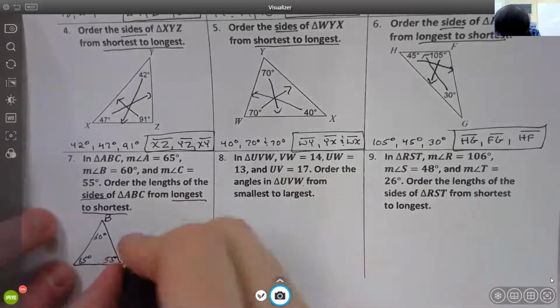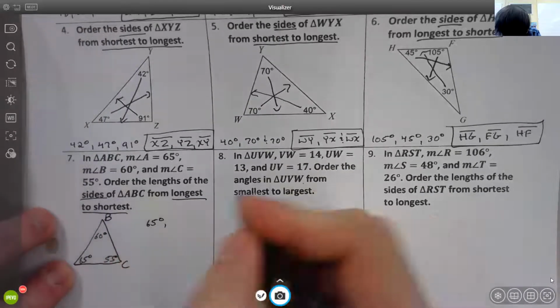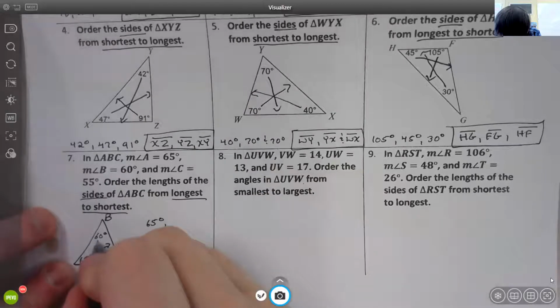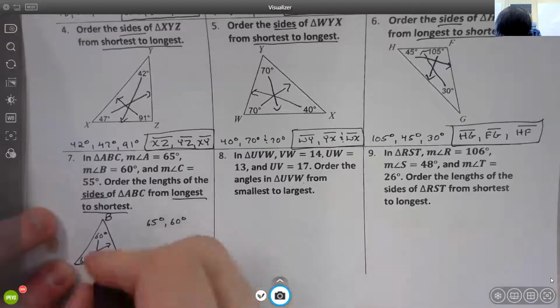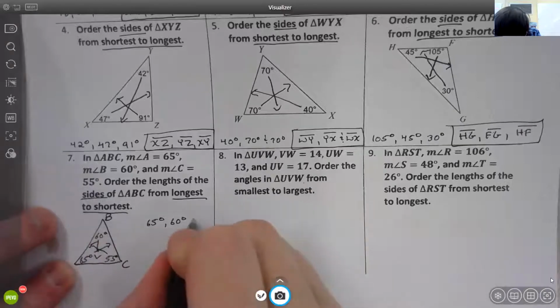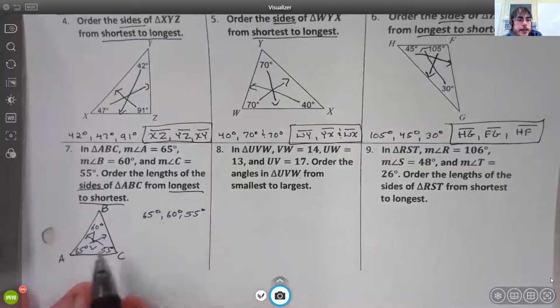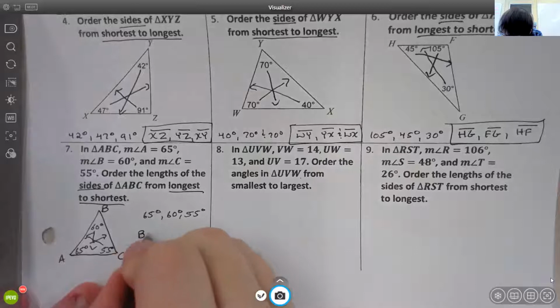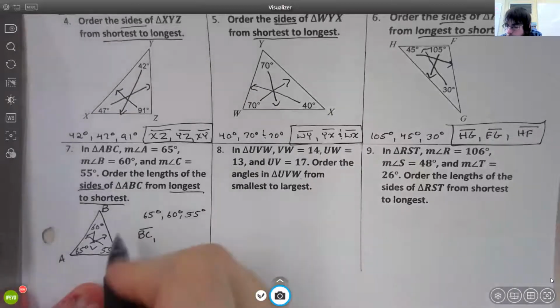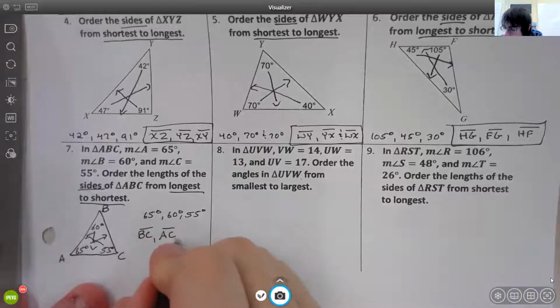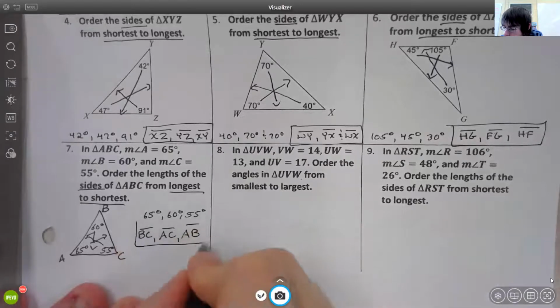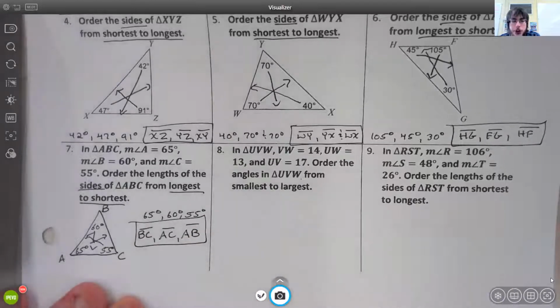So remember, the longest side is opposite the largest angle. Our largest angle is 65. Our next one is 60. And then our last one is 55. What side does the 65-degree angle point to? It points to BC. What side does the 60-degree angle point to? It points to AC. And then 55 points to AB. So that would be our order from longest to shortest.